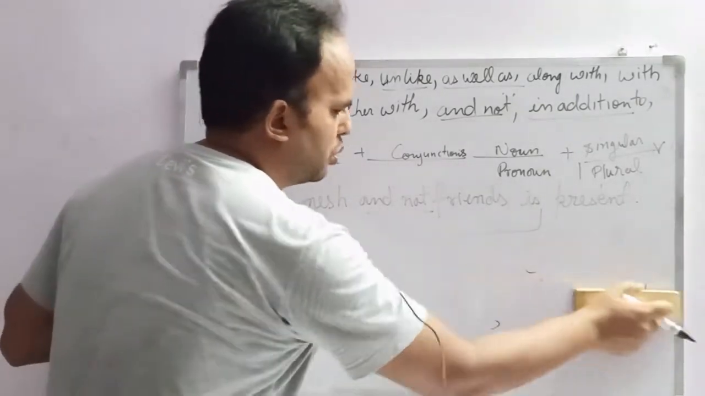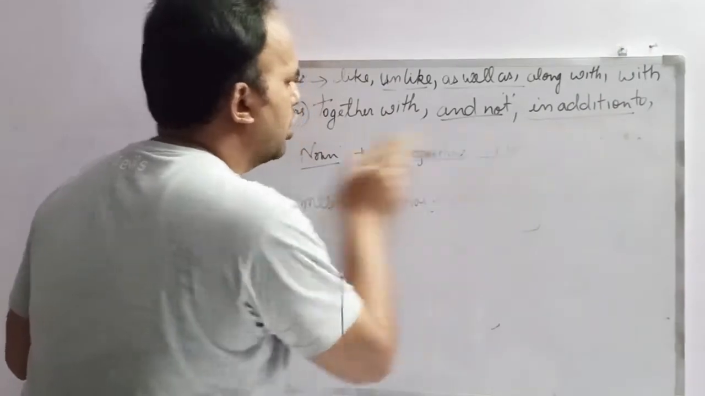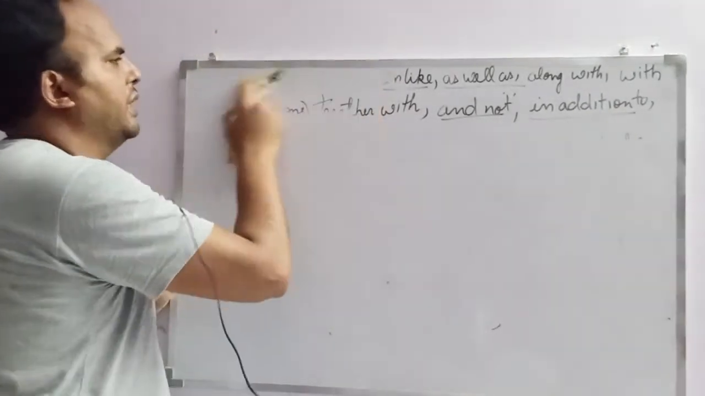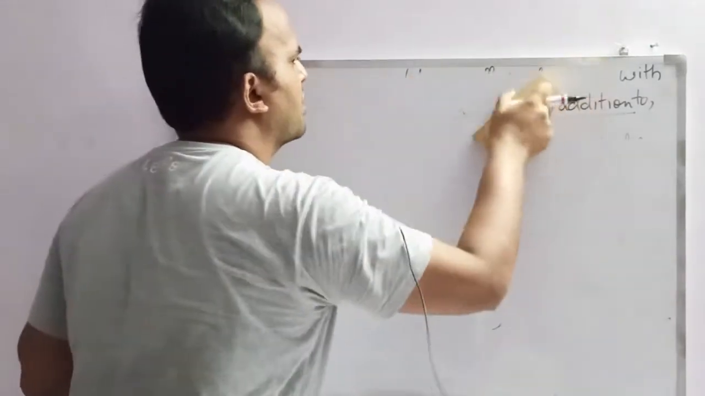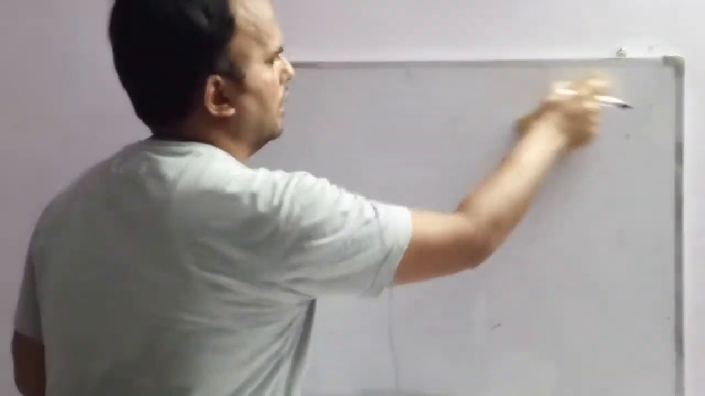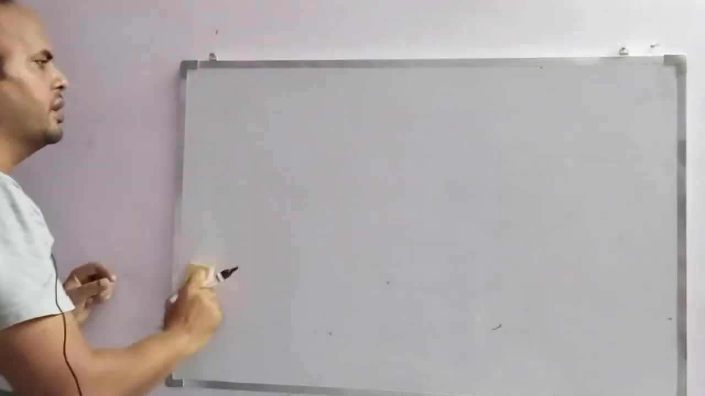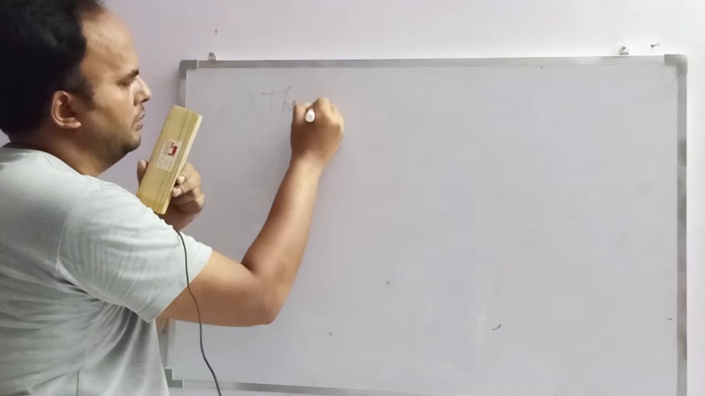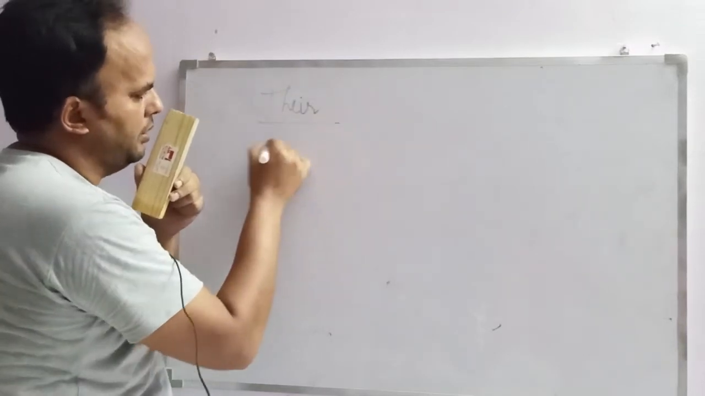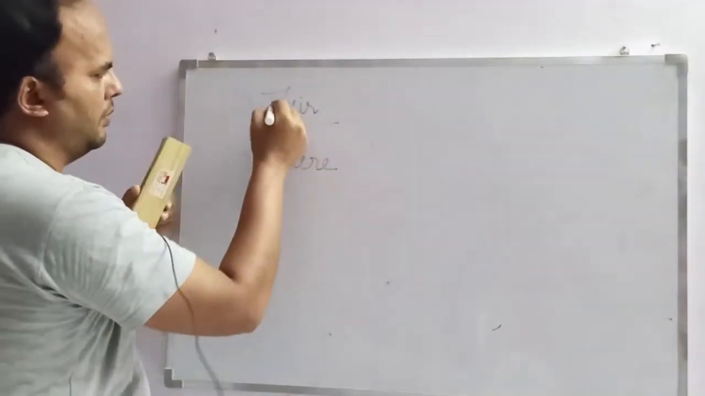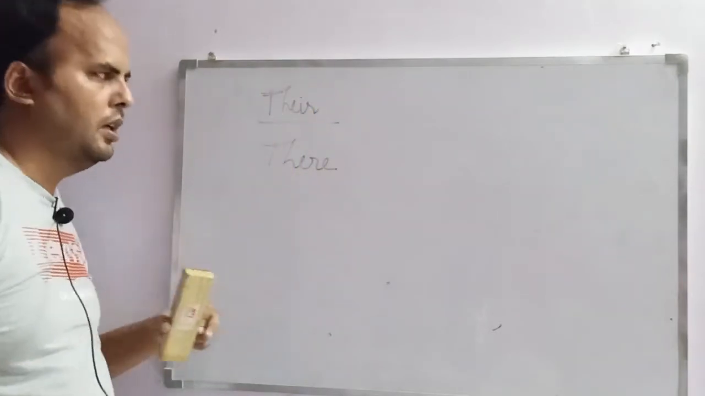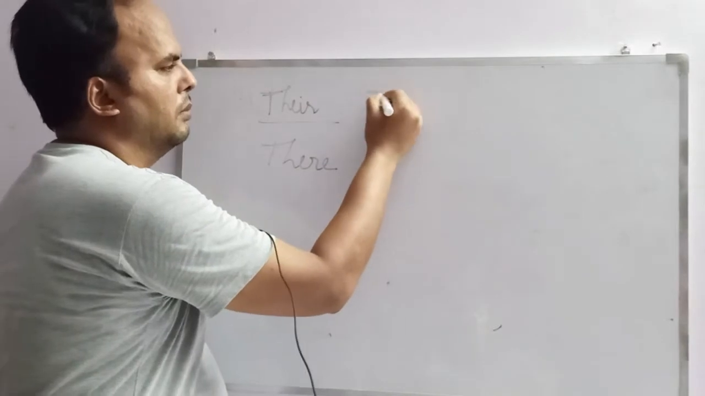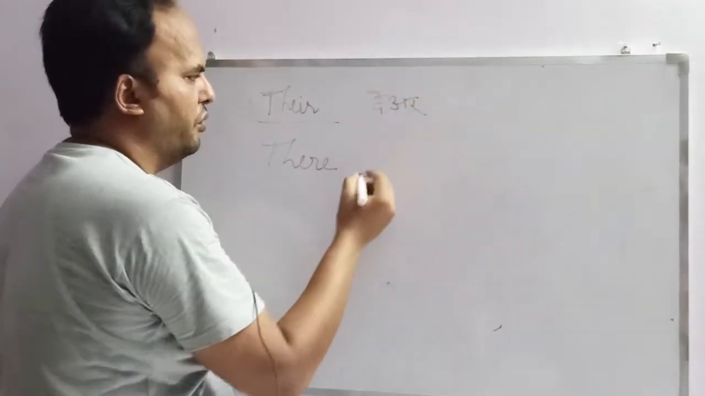Now we are moving to the next rule, and it is very commonly, most of the time, mostly people while writing confuse, because they sound similar, there and there. Once again, there and there. I am sounding same, but it is different.